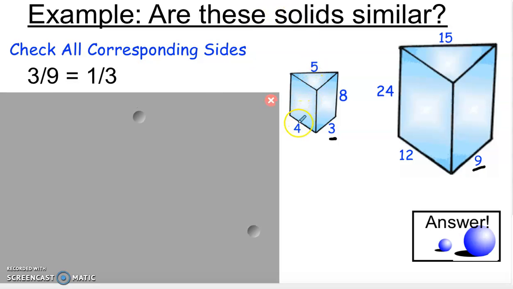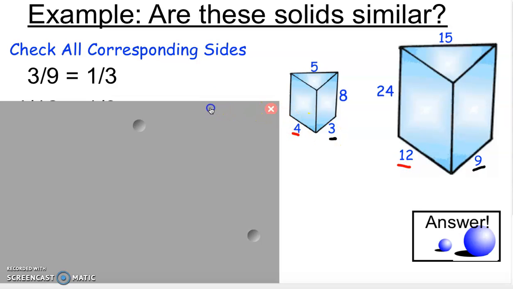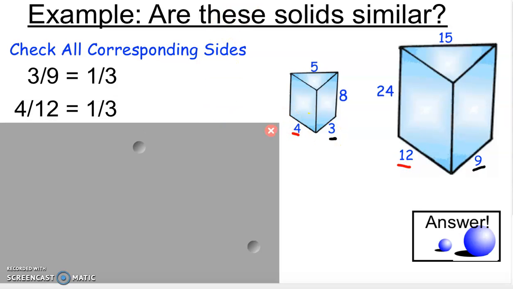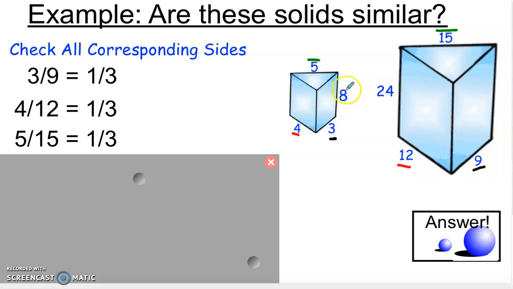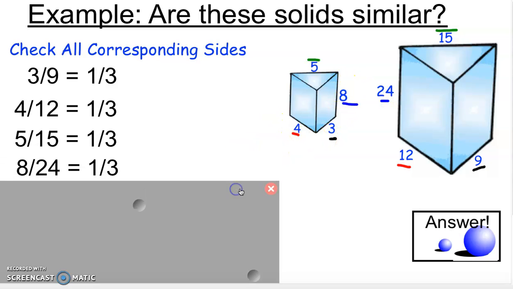Then I take the next biggest number, which is a 4 over here, the solid on the left. And the next biggest number on the solid on the right is 12. And 4 over 12 is going to correspond with 1 over 3. Then I do that with the next biggest number, which is 5 here, and the next biggest number on the solid on the right is 15. And 5 to 15 reduces to 1 over 3. And then I do the same thing with the biggest number. The biggest number here is 8, the biggest number here is 24, and these are the heights. And that reduces to 1 over 3.